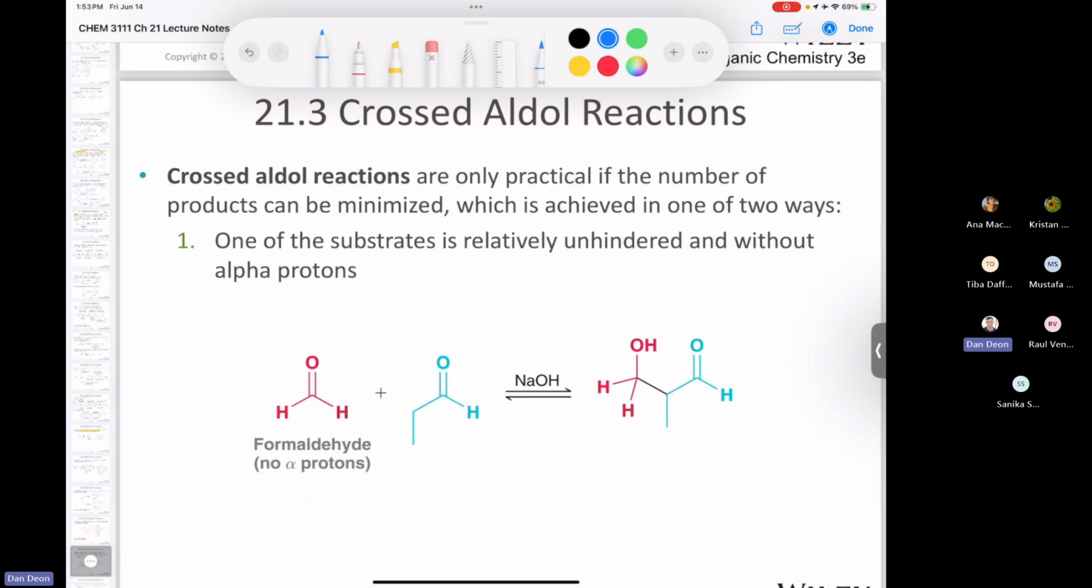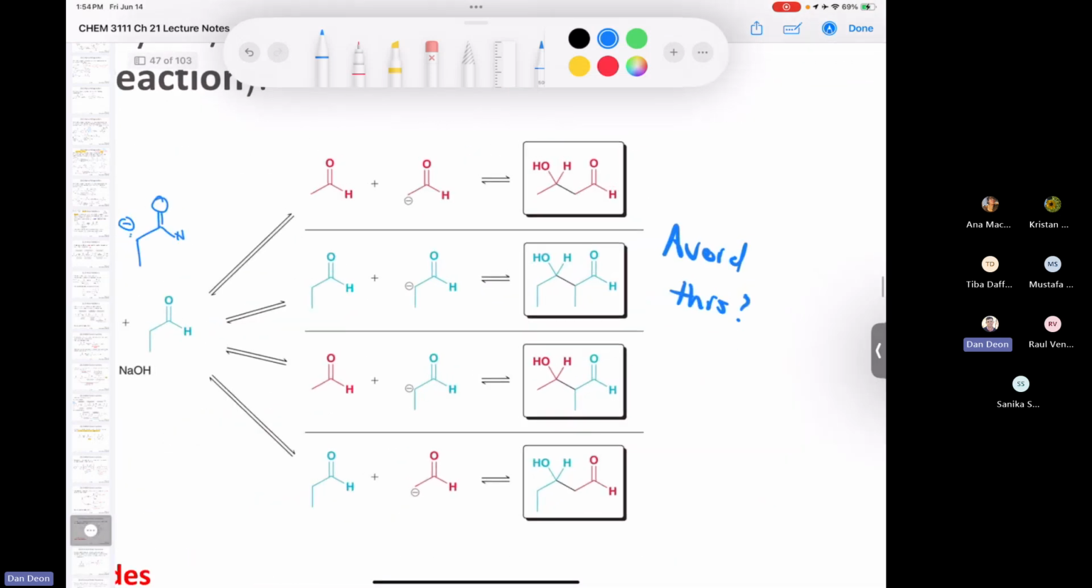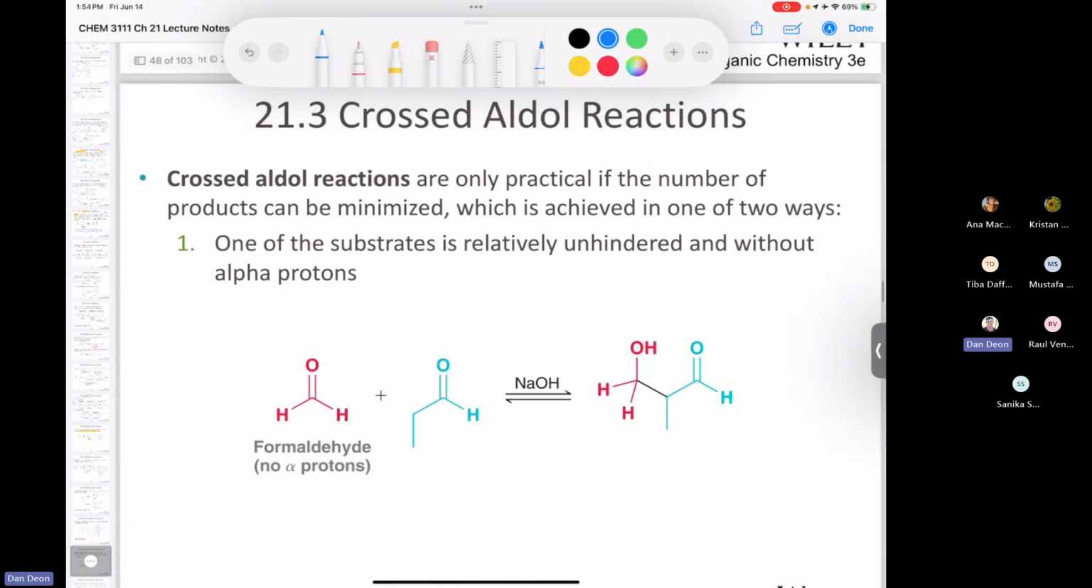So what are the ways that you can minimize all those different products, right? This is a kind of a crazy reaction. I'm just looking at it and thinking about it, like, how would you even purify that? I'm not really sure. I suppose there's a way, maybe HPLC or something. But anyhow, so a crossed aldol reaction. So how could we react these 2 compounds and limit the amount of products?